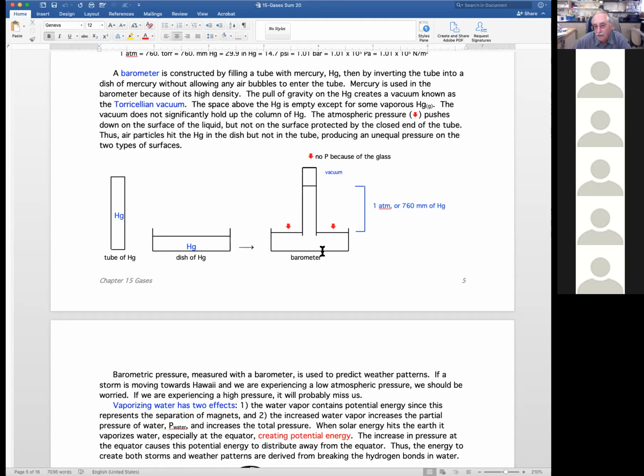So now, if I'm down at the beach and it's 0 degrees, guess what? I'm going to measure 760 millimeters from this point to that point. 760 millimeters of what? Mercury. And that's the definition of 1 atmosphere.